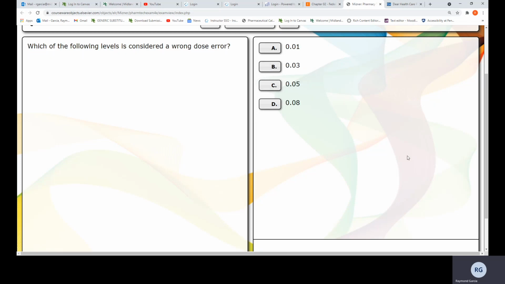Which of the following levels is considered a wrong dose error? I guess you would have to know creatinine levels. It's something that pharmacists keep track of whenever they're checking the antibiotics and stuff in your system, more hospital-based. Which of the following levels is considered a wrong dose error? I actually don't know this.